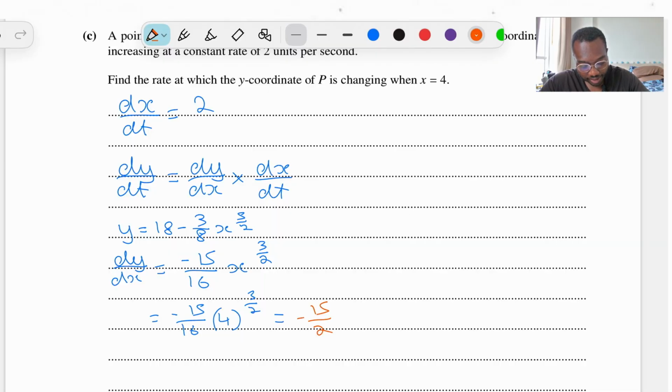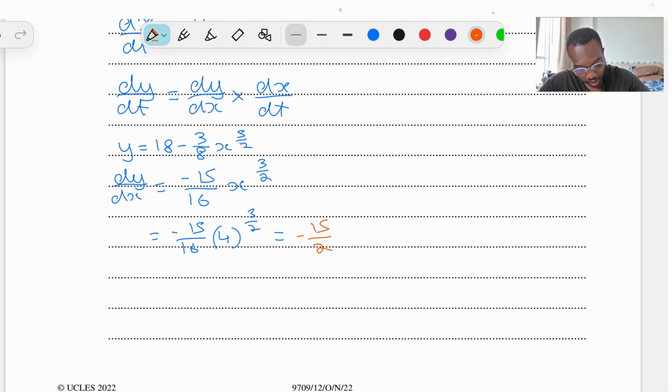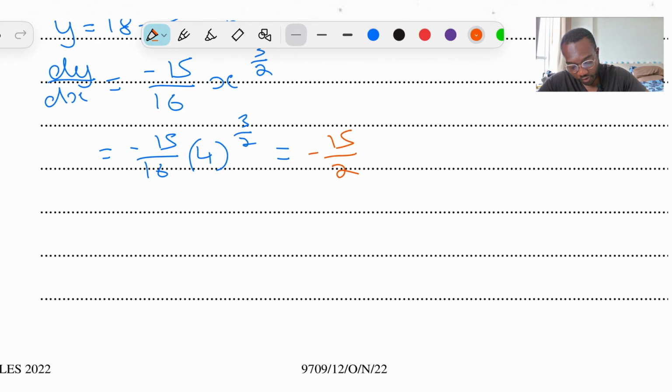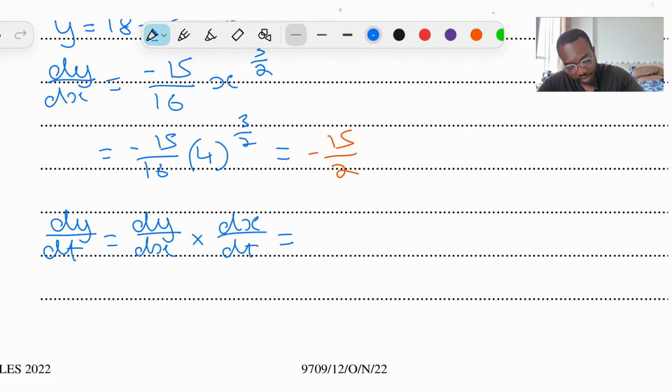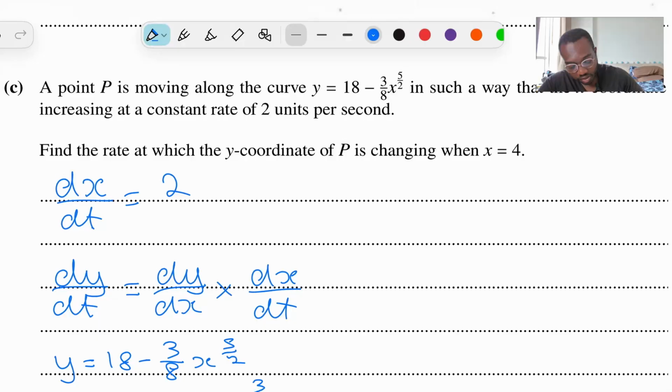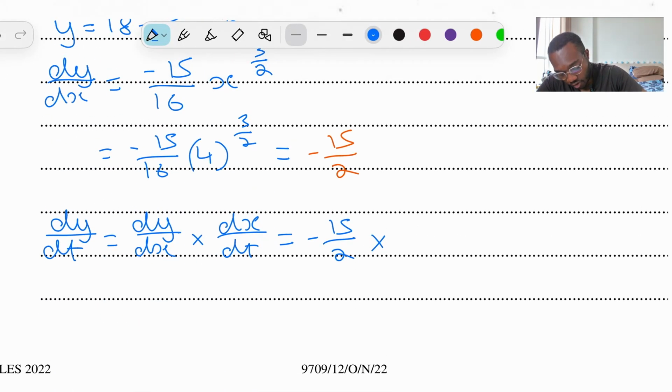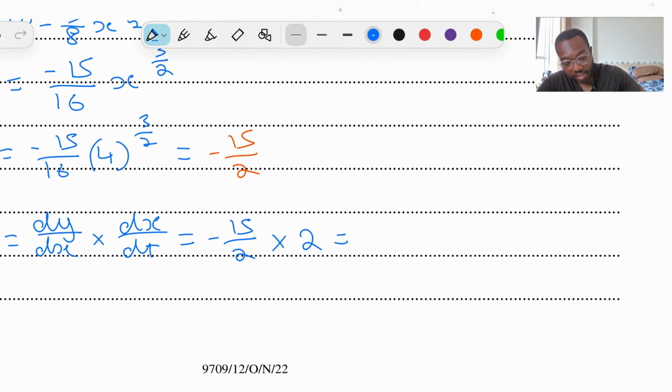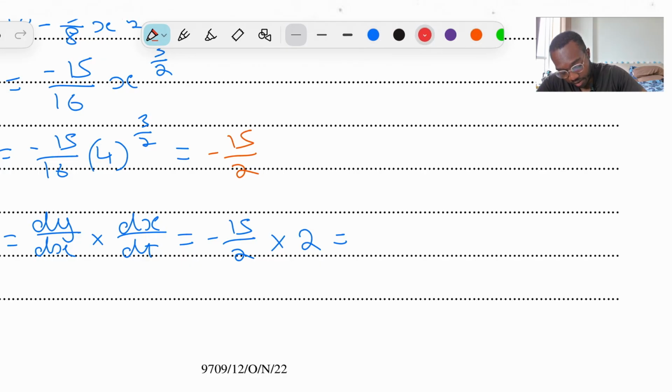We know that dx over dt is 2. Therefore, we have everything we need now to work it out. So we want to look at dy over dt, which we know is dy over dx times dx over dt. We know that dy over dx, when x is equal to 4, is minus 15 over 2. And that is times dx over dt, which they tell us in the question is just 2. So therefore, dy over dt must be minus 15. And we are done with this paper.